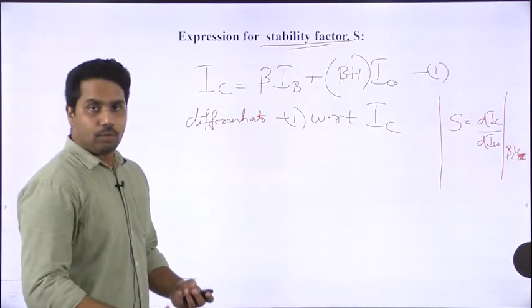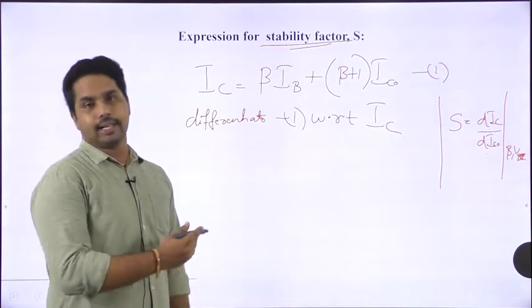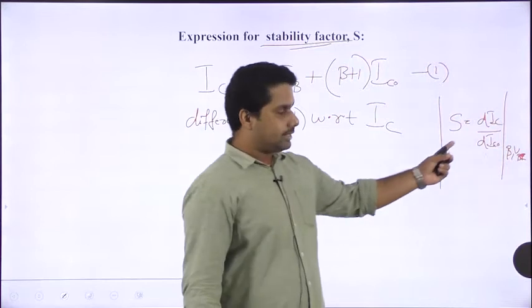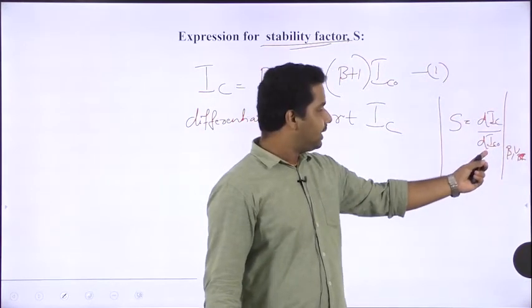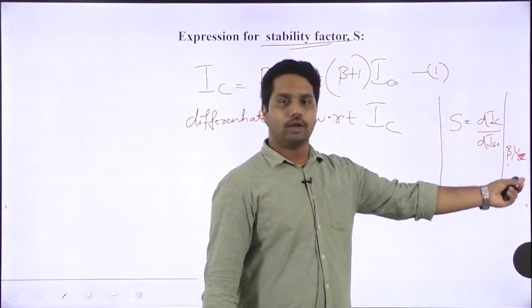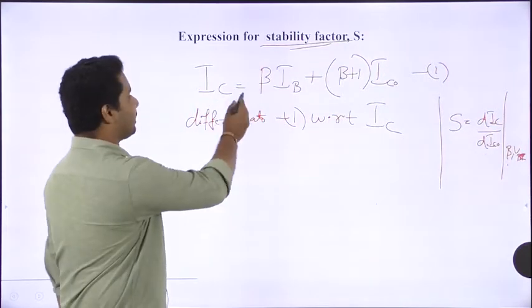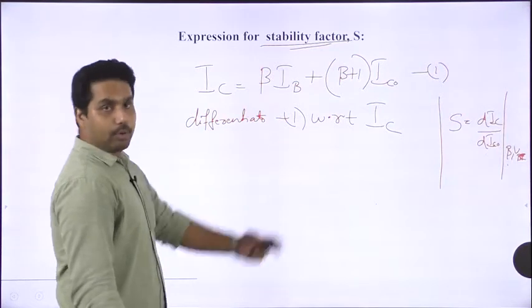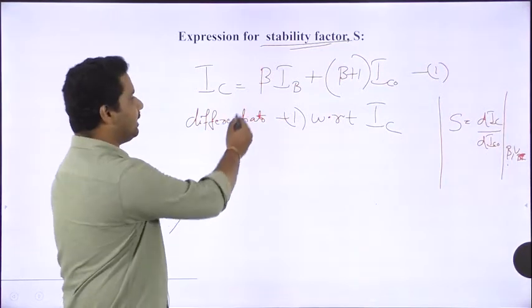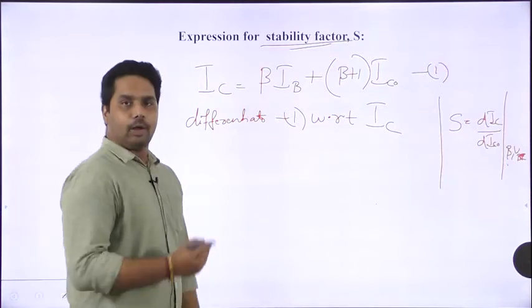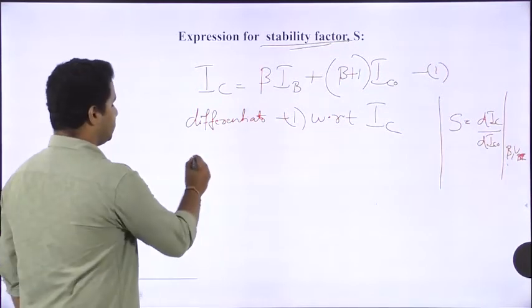Our intention is to get a general expression for the stability factor, and we know that stability factor S is equal to dIC by dIC naught when beta and VBE are constant. For that purpose I have written this total collector current equation, made it equation number 1, and I am differentiating it with respect to the collector current IC.